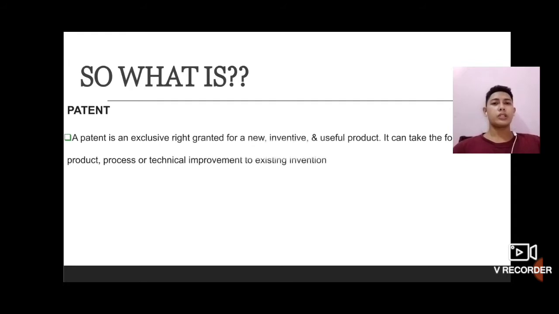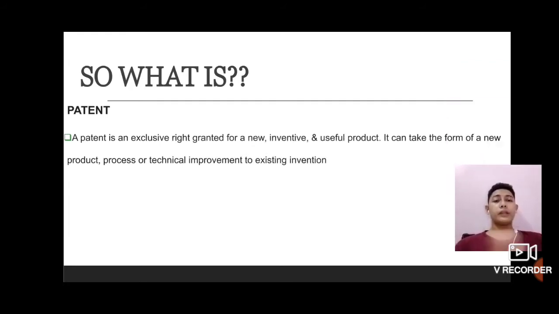So what is patent? Patent is an exclusive right granted for a new, inventive, and useful product. It can take the form of a new product, process, or technical improvement to an existing invention.